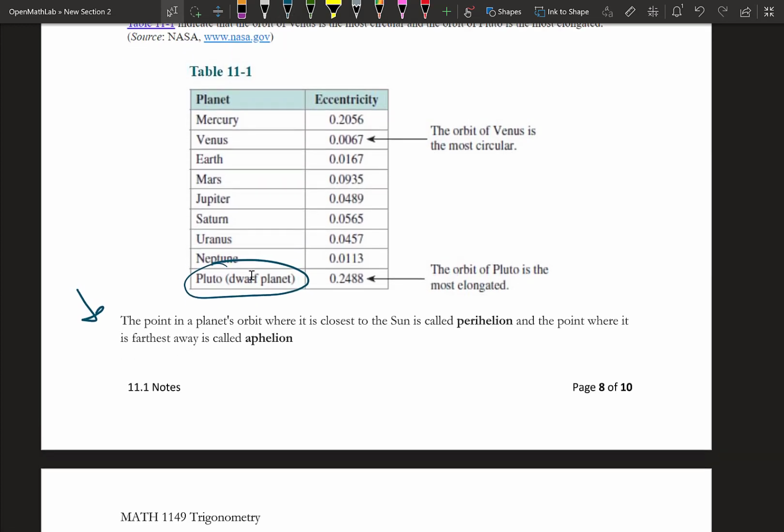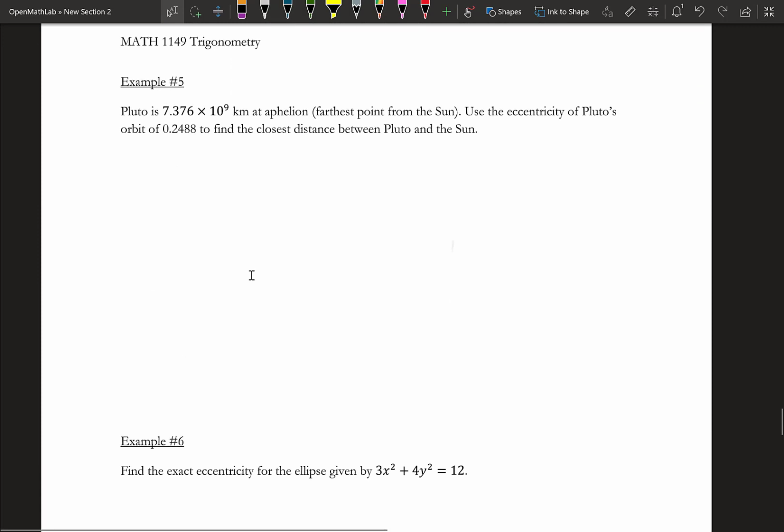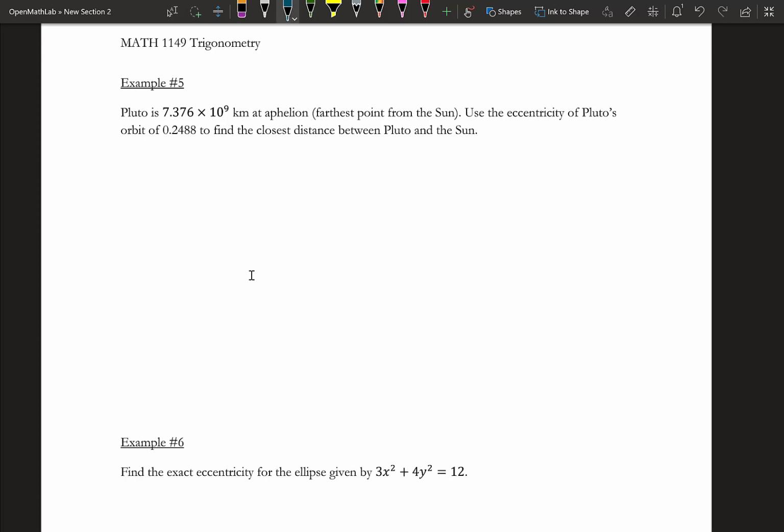Right. So we have an example to practice this, example 5. So knowing those terms will help us be able to draw the diagram correctly. So it says Pluto is 7.376 times 10 to the 9th kilometers at aphelion, which is a reminder, the furthest point from the sun. Use the eccentricity of Pluto's orbit of 0.2488 to find the closest distance between Pluto and the sun. Right. So essentially, we have this elliptical path that Pluto's going to follow, right?